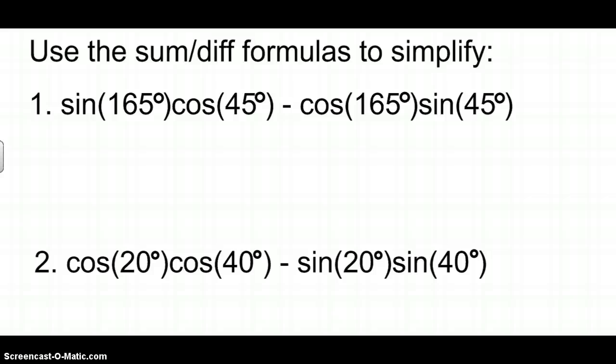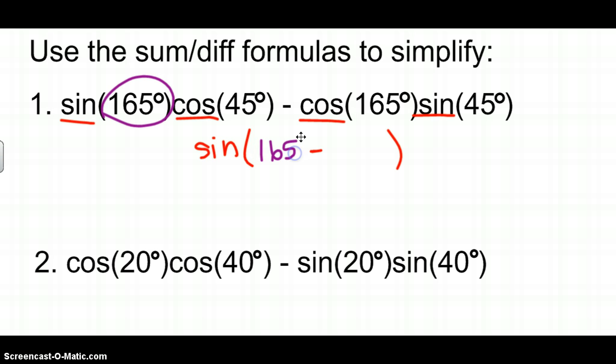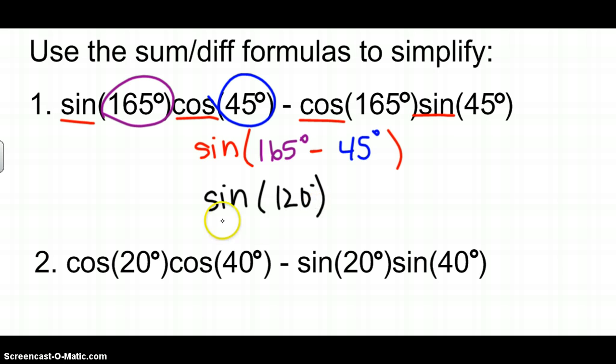First thing you want to think about: this says sine, cosine, cosine, sine. So I know it's going to be one of the sine formulas because it starts with sine. Because it starts with sine, it's going to keep that same sign in the middle. This angle is 165, so that's going to become my angle A. This angle is 45, that's going to become my angle B. So really this is asking me to find the sine of 120 degrees. Since that is a known value on my unit circle, I can say my final answer is the square root of 3 over 2.